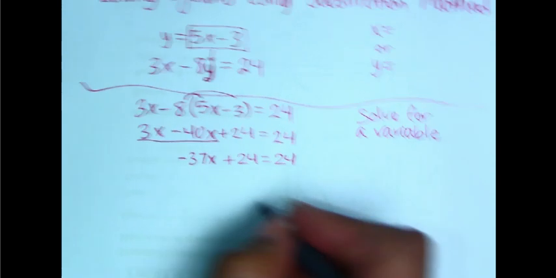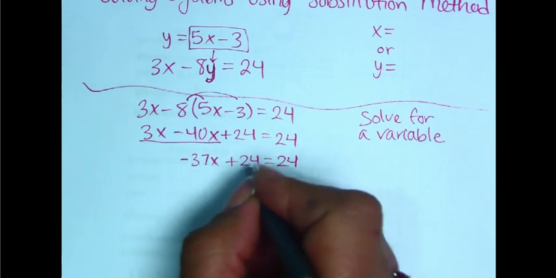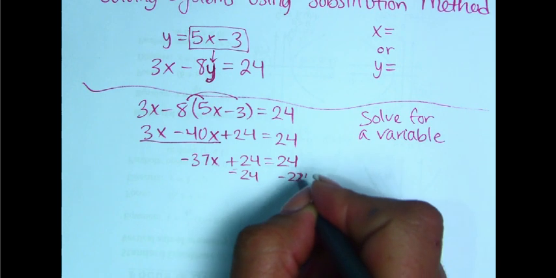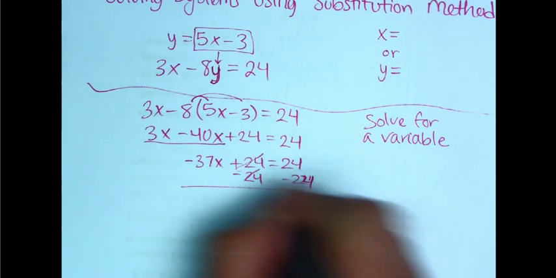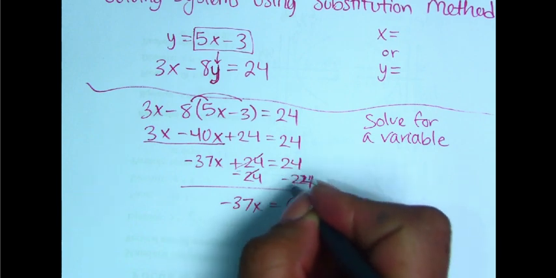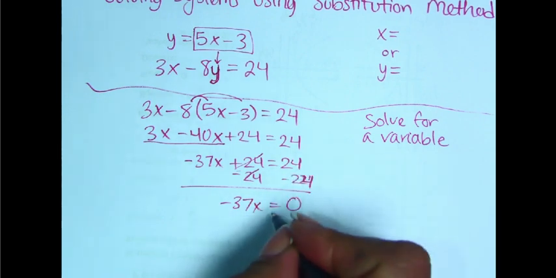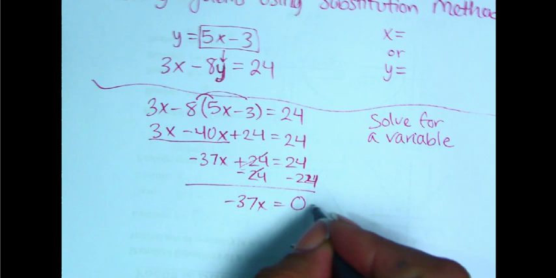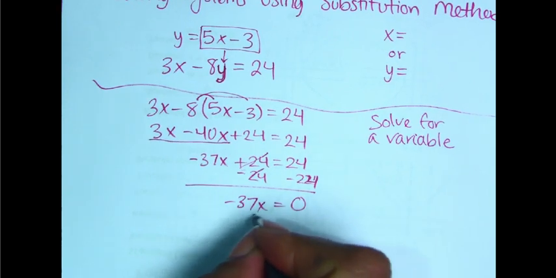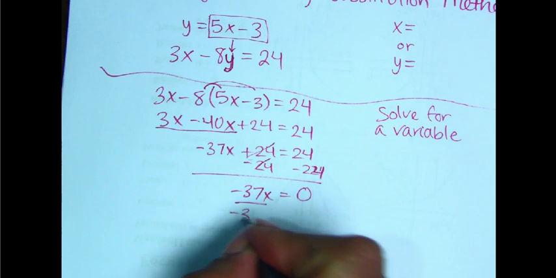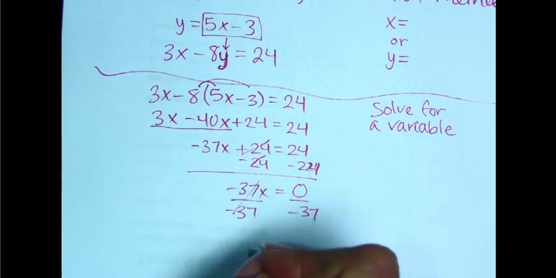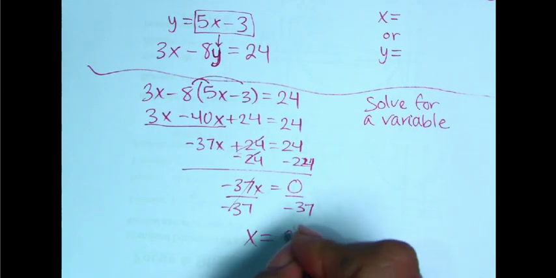So then now we have to solve for x, which means we need to get rid of the constant, this 24. Minus 24, minus 24. And that cancels. We're left with negative 37x equals 0. So this is also canceling. And then if we had a number, technically we will divide, but right now we can see that x is 0. But let's go ahead and finish the process. Divide by negative 37, divide by negative 37. So that becomes a 1, x equals 0.